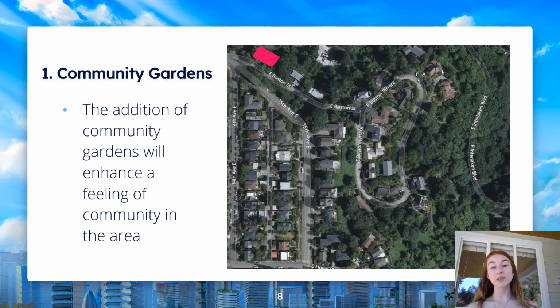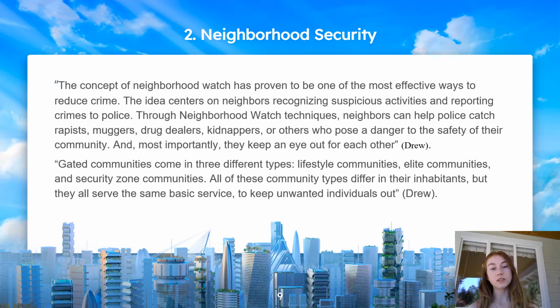So the community garden that's going in my segment is going to be right above East Boston Street. This area is perfect as it's right off the main thoroughfare of 15th Avenue East, and this is very accessible to people while also being away from the road for the safety of the community. Like I said earlier, this community garden is going to enhance the community aspect of the area and also provide food for everyone.